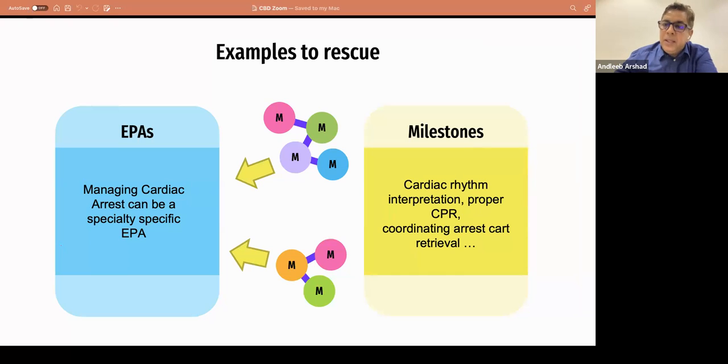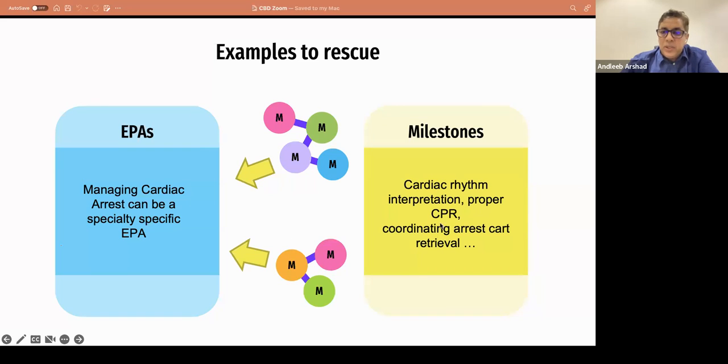But then the complexities will be different, right? For adult cardiology, it will be way more complex as compared to a general physician coming out from an undergraduate medical school, right? So the EPA might be the same, but the competency that you will be requiring will be way higher, right?